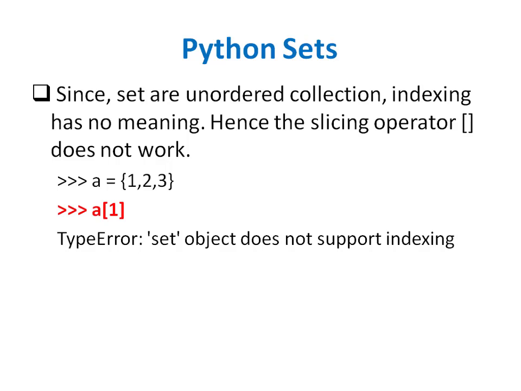Also, in the set A is equal to {1, 2, 3}, if we try to slice, that is A[1], if we try to access the first element of a set, it is going to give a type error: set object does not support indexing.